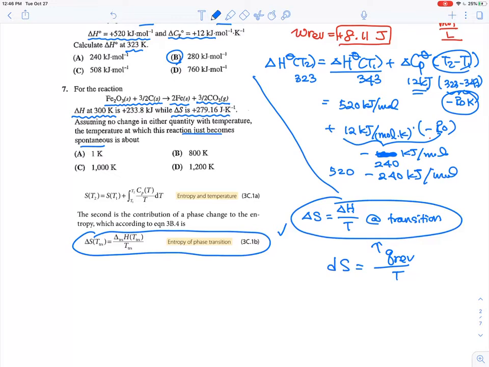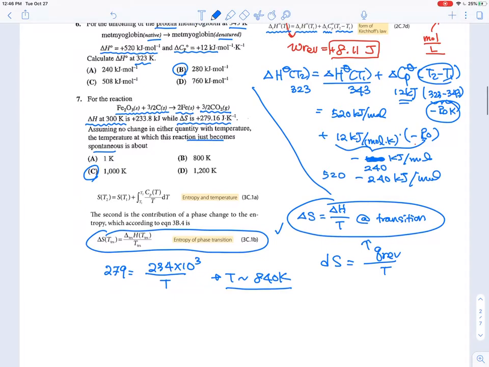Okay, so this one is 279, and the temperature... And the delta H was 234 kilojoules. So those are the numbers, and that will give me a temperature of around 840 Kelvin. Okay, so that's about 1,000 Kelvin, and that's my definition or calculation.